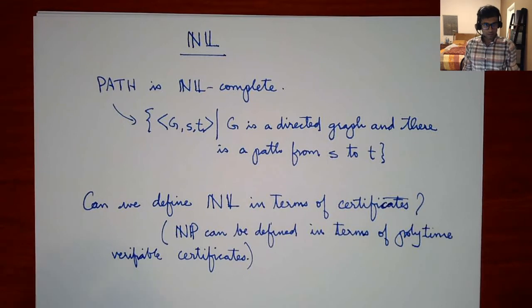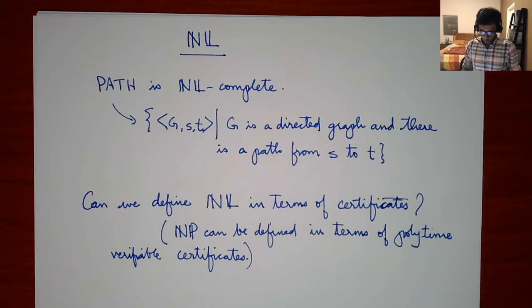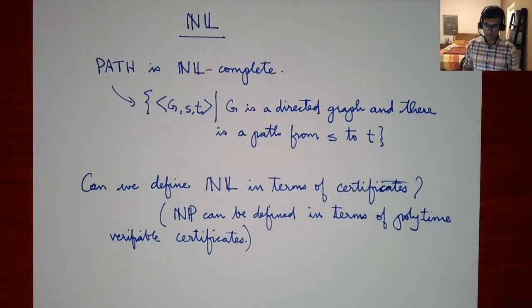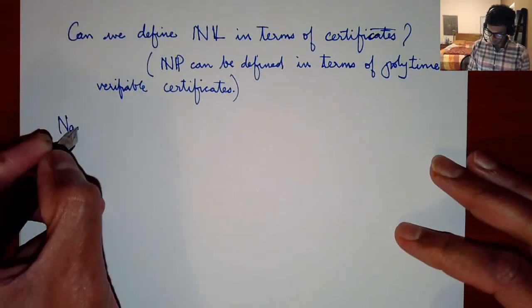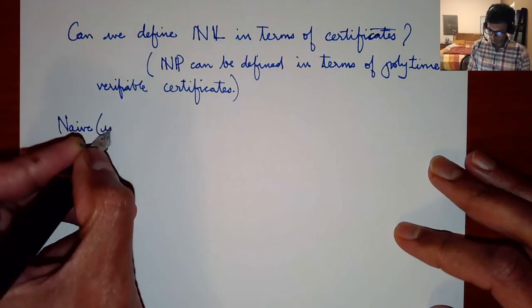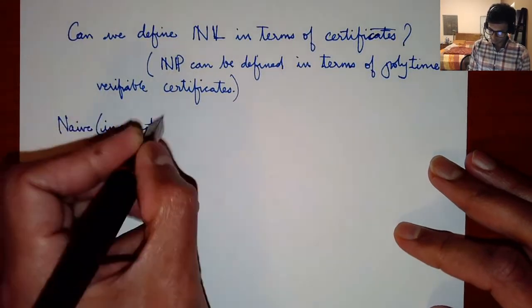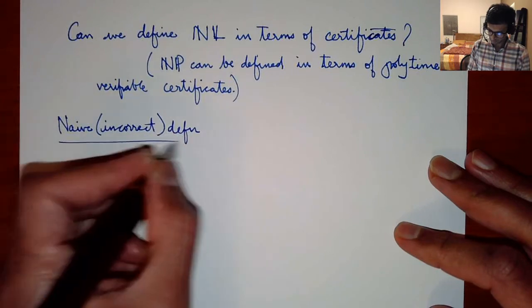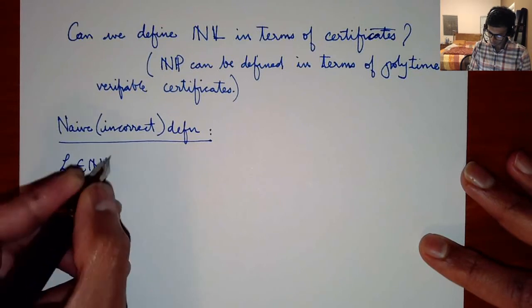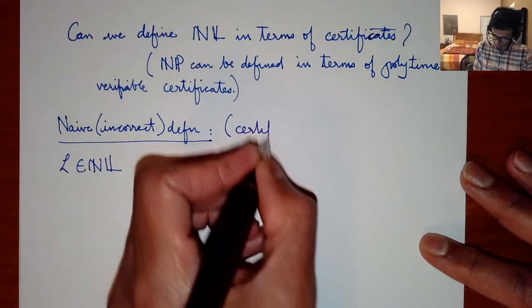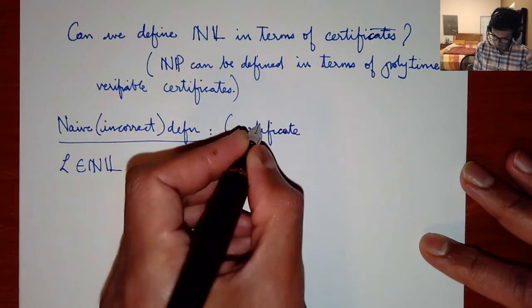So let me actually start by giving you an incorrect definition. We'll analyze why it's incorrect, and from that we'll get a better understanding of certificates, and also then we'll see how to define NL appropriately. Let me start with a naive, incorrect definition, from the certificate viewpoint.